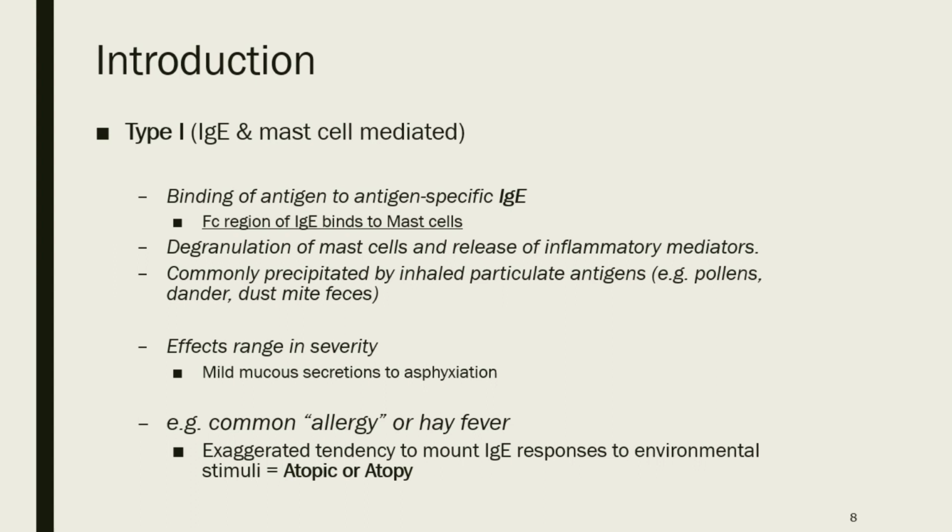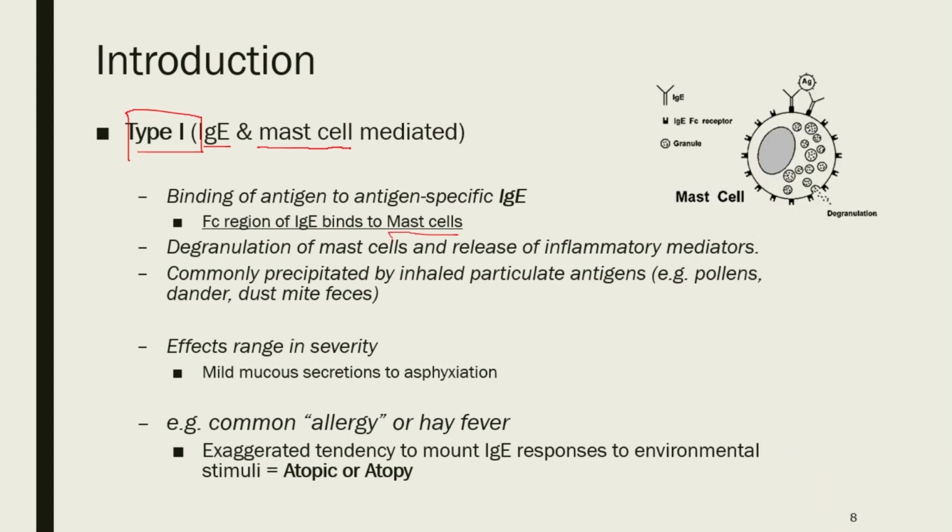All right, type 1 involves IgE and mast cells. What happens in this type 1 hypersensitivity is that the allergen binds to the IgE, and the Fc region of the IgE binds to the mast cell.